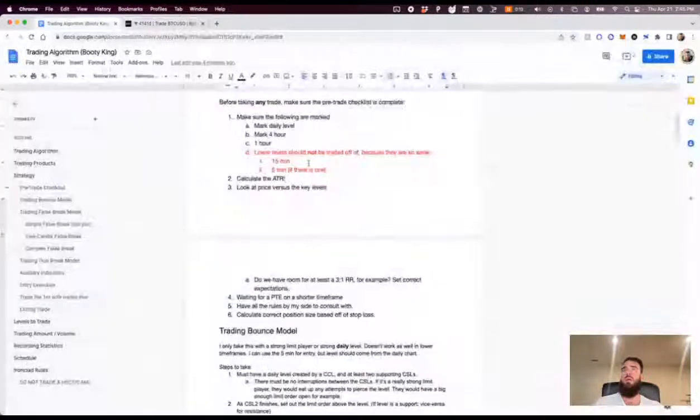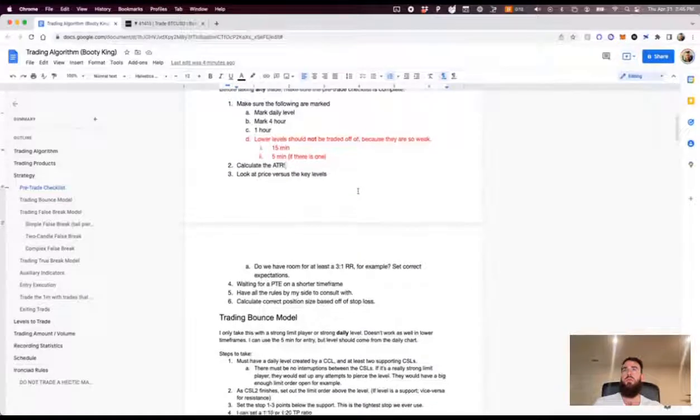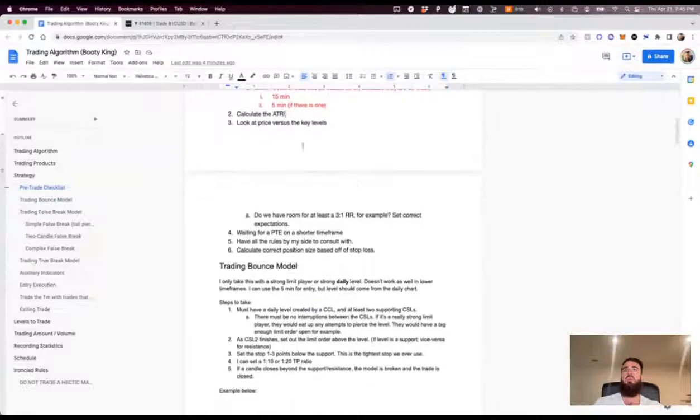So let's go back to the algorithm and see if there's anything that we're missing. Step 3 is do a 3-to-1 ratio. This ratio we do.